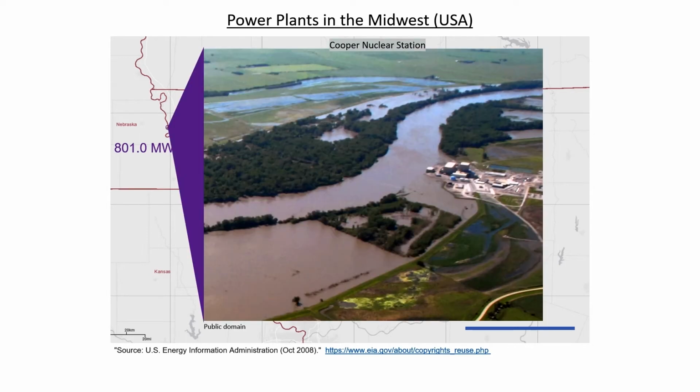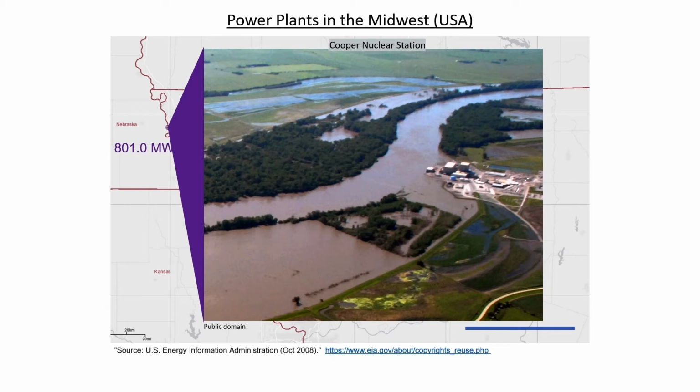This is called the Cooper Nuclear Station. It's kind of an interesting nuclear power plant because it doesn't look like a traditional nuclear power plant. It doesn't have those cooling towers with their particular shapes. The Cooper Nuclear Station gets its cooling water directly from the Missouri River, so it doesn't need the cooling towers.